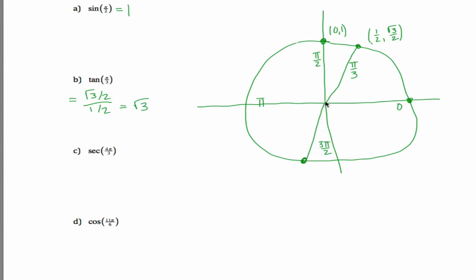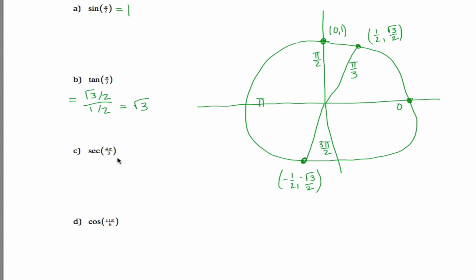In fact, the coordinates here are going to be very similar to the coordinates here, just negative. Right? Instead of the x-coordinate being 1/2, it's going to be negative 1/2. And instead of the y-coordinate being the square root of 3 over 2, it's going to be the negative of the square root of 3 over 2.